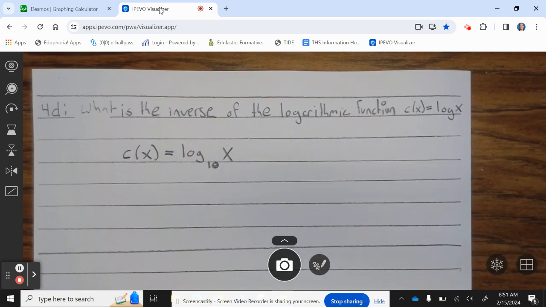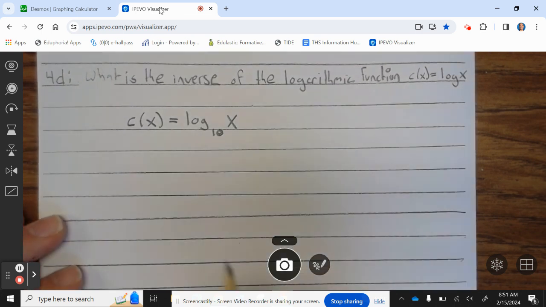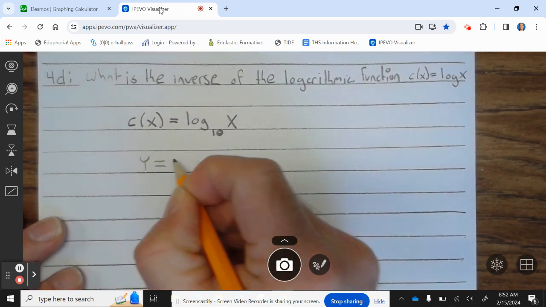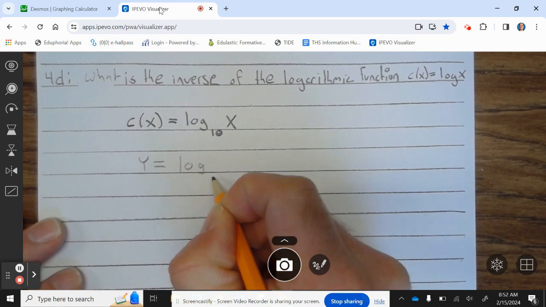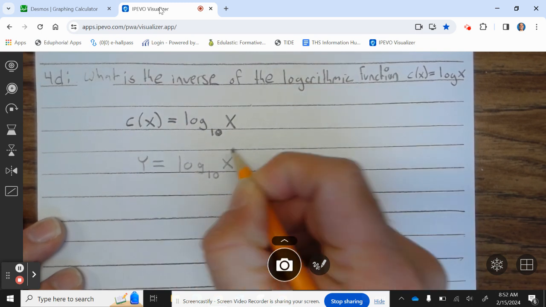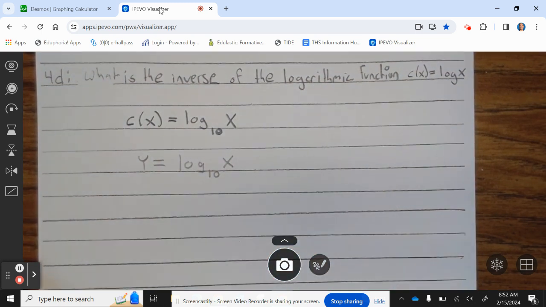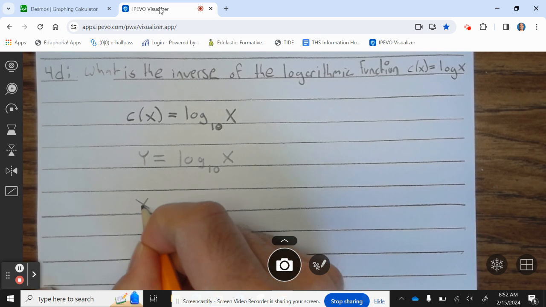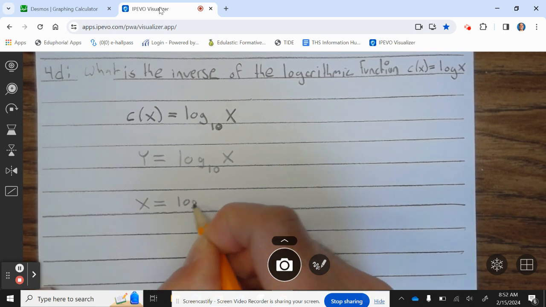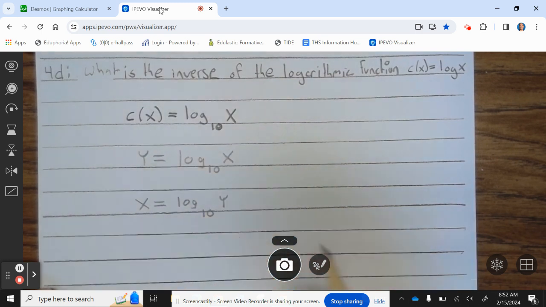4D. What is the inverse of the logarithm function c of x equals log of x? Now, first step is change c of x to y. So you get y equals, we need to include the log base 10 of x. And then next step is you switch x and y. So x equals log base 10 of y.